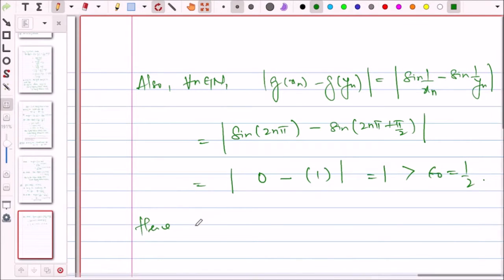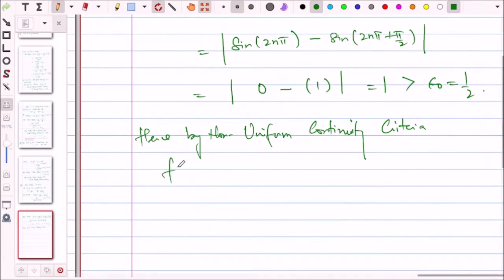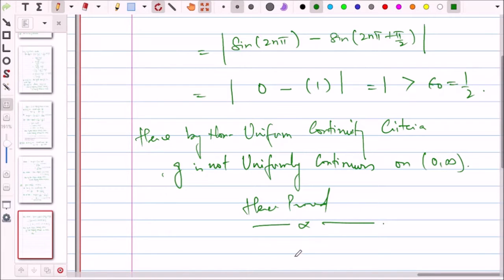Hence, by the non-uniform continuity criterion, g is not uniformly continuous on 0 to infinity. Hence proved. We have completed question number 3. Now let us move to question number 4.